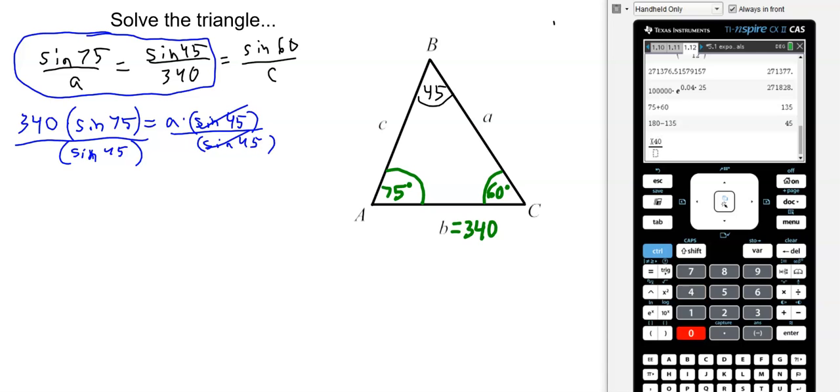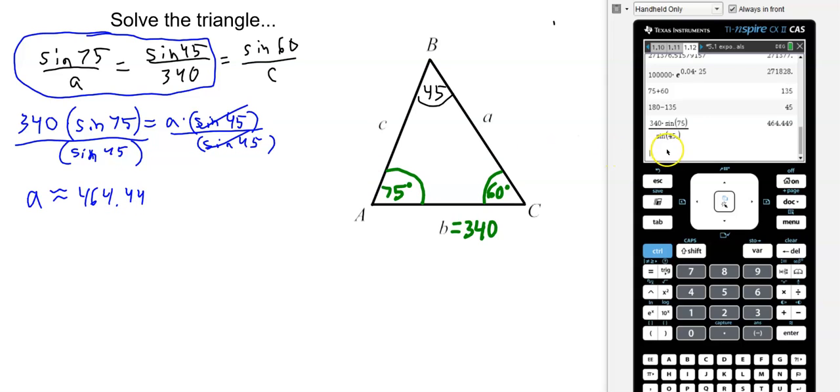340 times sine of 75 over sine of 45. I'm going to put a decimal point because that will give me a decimal answer, which is really what I want here. And in this chapter, I want you to get in the habit of going out 4 decimal places. So A is approximately equal to 464.449.